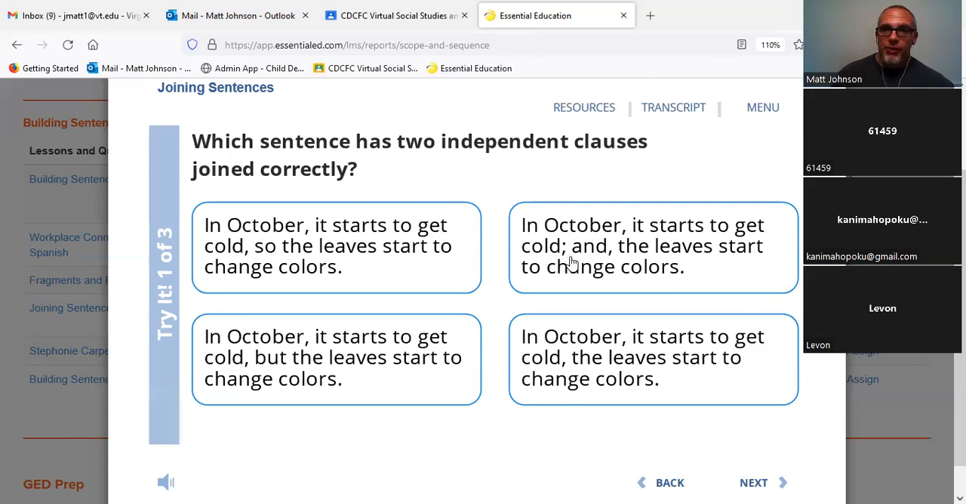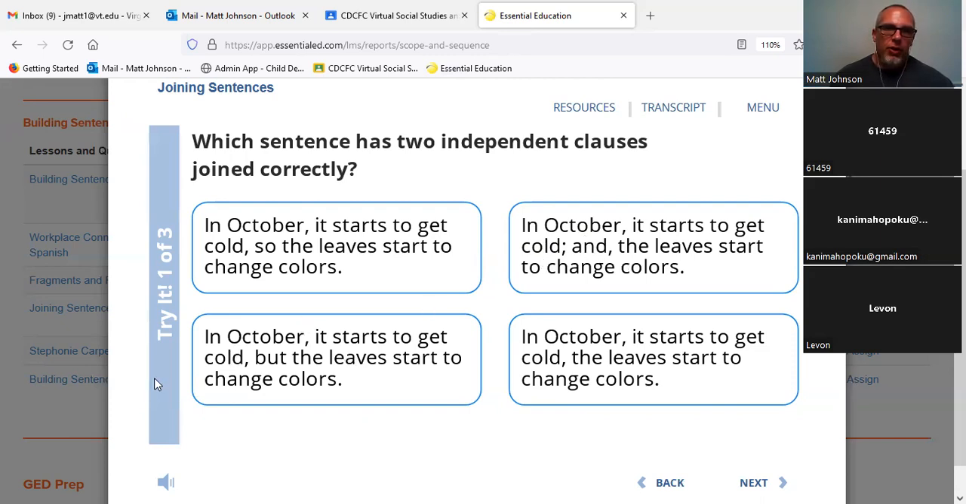I've mentioned several times that a semicolon, by and large, replaces the word and. If you see a semicolon and you see the word and next to it, automatic no-no. That's like saying it starts to get cold and the leaves start to change colors. Too much punctuation there. So that's my always rule of thumb. Can the semicolon replace the word and? So in this case, you're not going to have those two together.